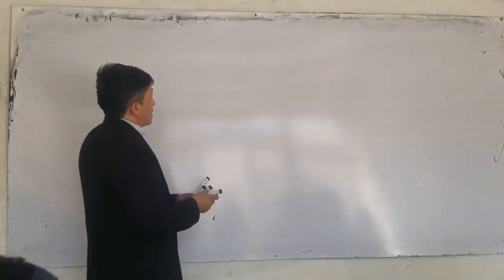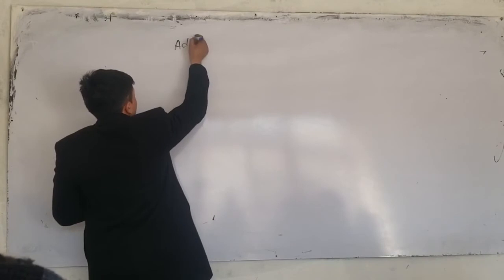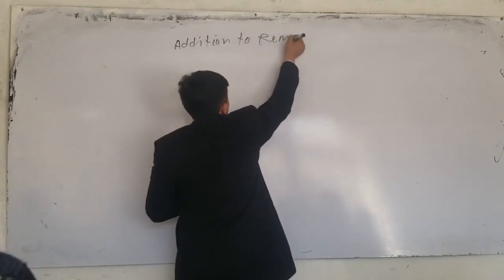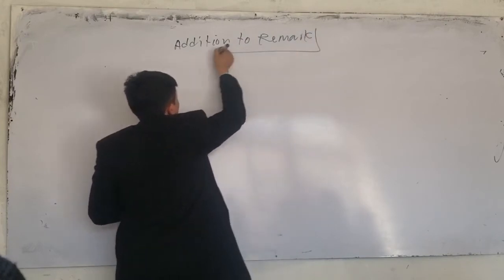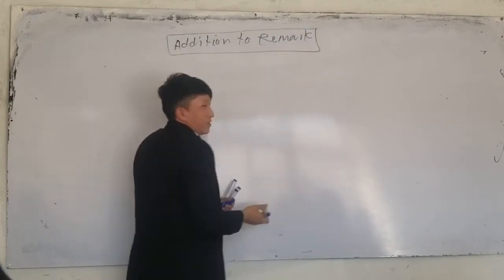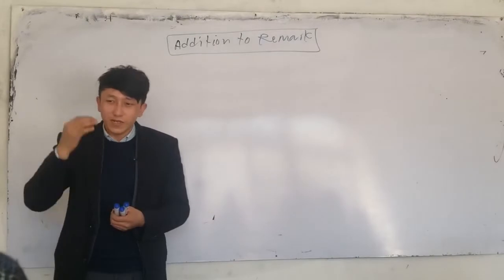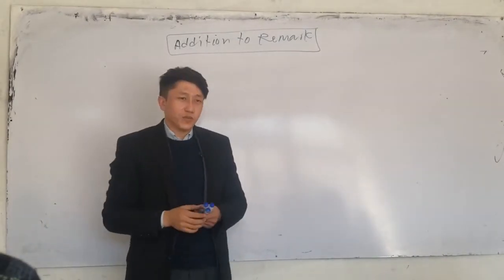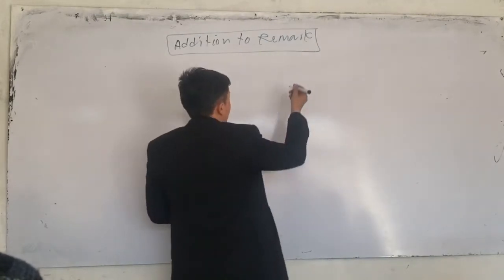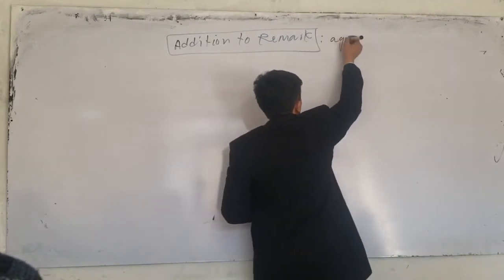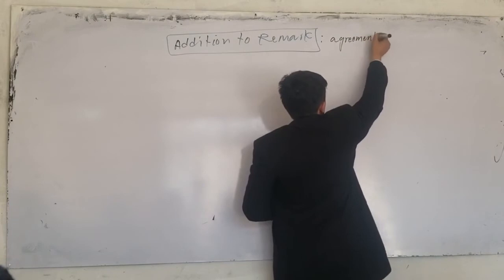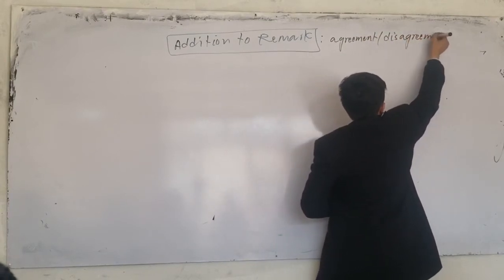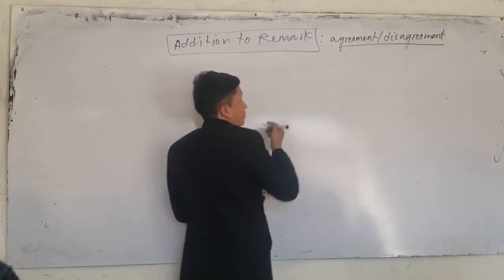Now, another point that we're going to talk about today is addition to remark. Anybody can tell me what addition to remark is? Addition to remark. What does it show? Addition to remark is used to show agreement or disagreement. If you want to show agreement or disagreement, what do we use? We use addition to remark.